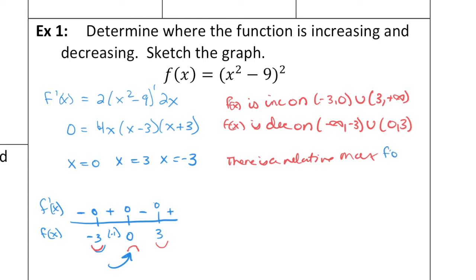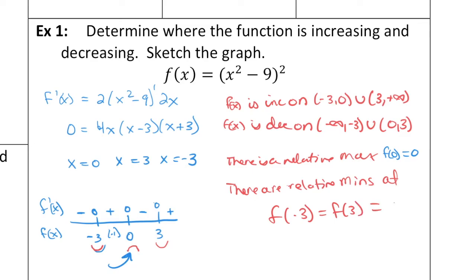At f at 0, and it equals, when you substitute, 0. We also know that there are relative mins at f of negative 3, which actually equals f at 3, and they both equal 0. So you have a relative min and a relative max in this problem.